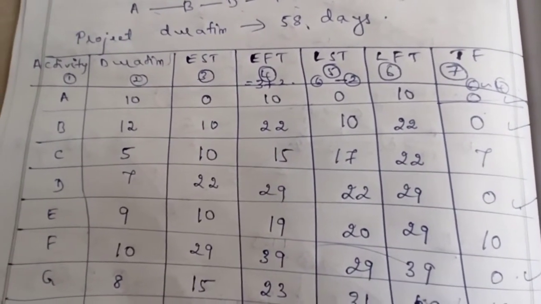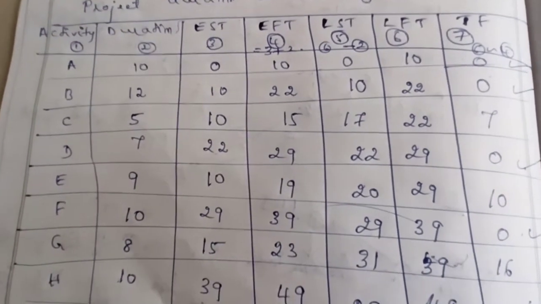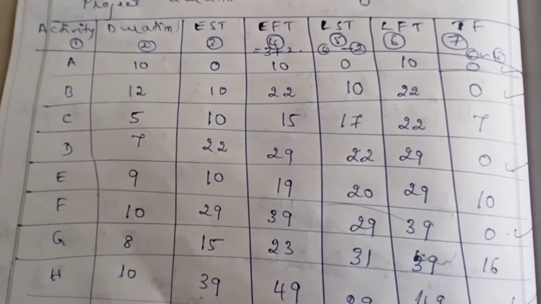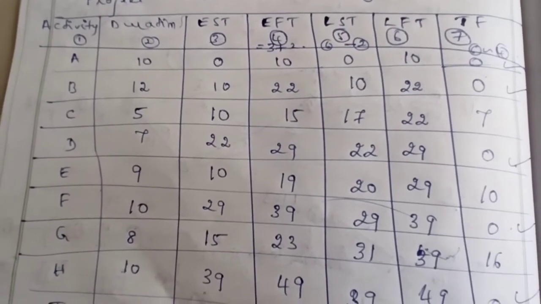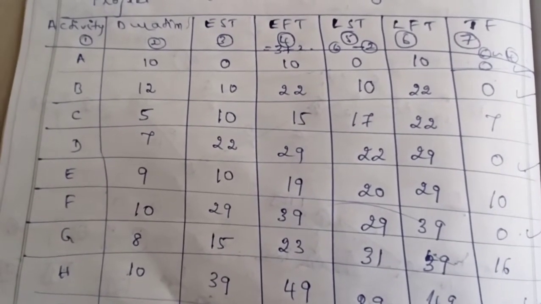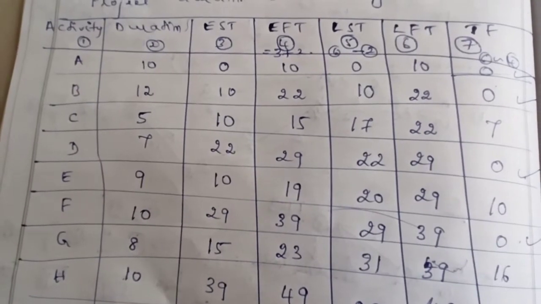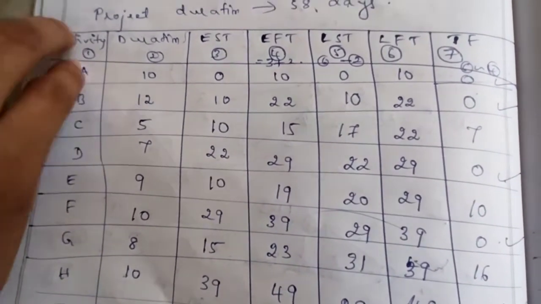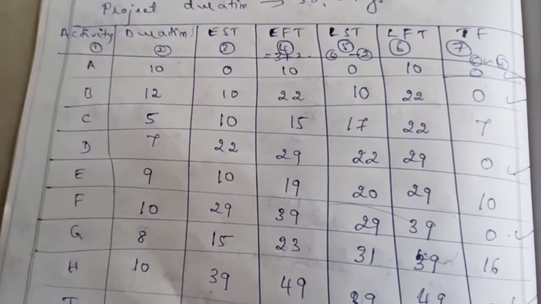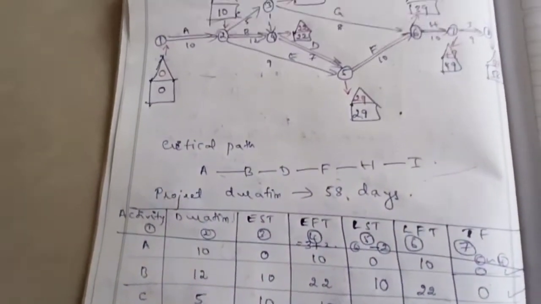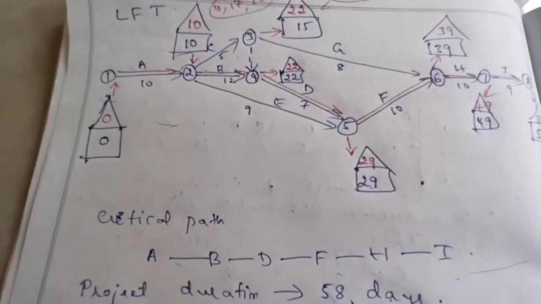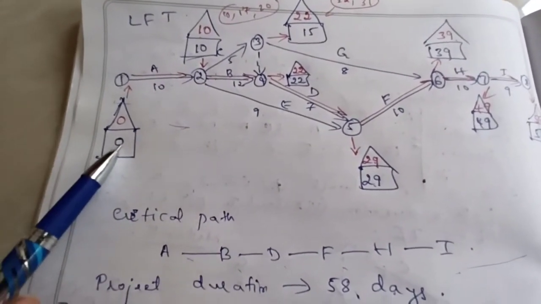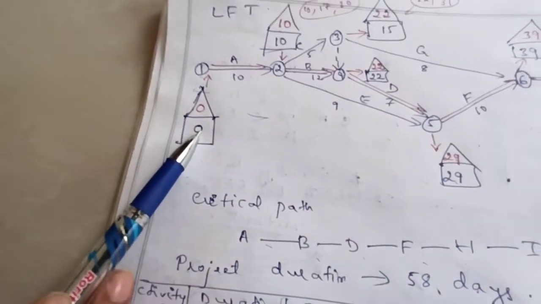So I have written all the activities A to I. Then I have written the duration, that is also given in the problem. Now from the network diagram we can write the EST value. So the EST value, first if I consider the activity A, I need to consider at the head node. The EST value for the activity A is 0.